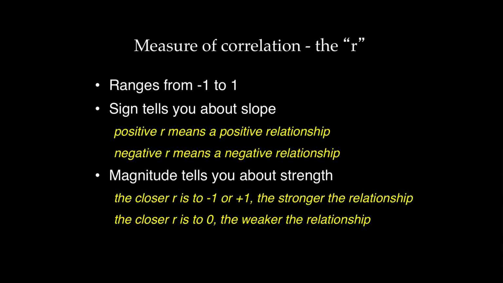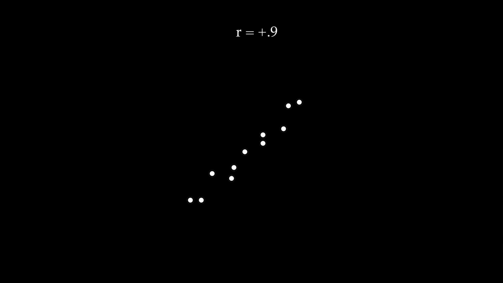And the closer R is to 0, either -0.1 or +0.2, the weaker the relationship. So as you move towards 0, weak relationship. If you go to the extremes, -1 or +1, the stronger. So this is an R of +0.9, a strong positive relationship. This is an R of 1. Everything falls on a line. This is an R of 0. Again, there's no relationship between these two variables.